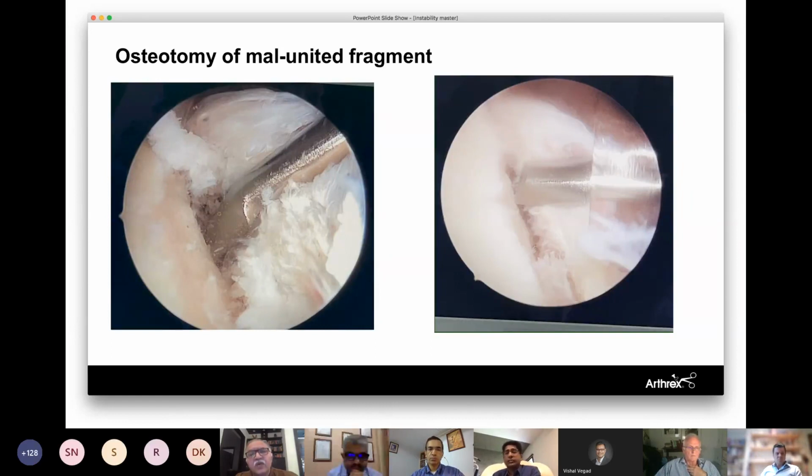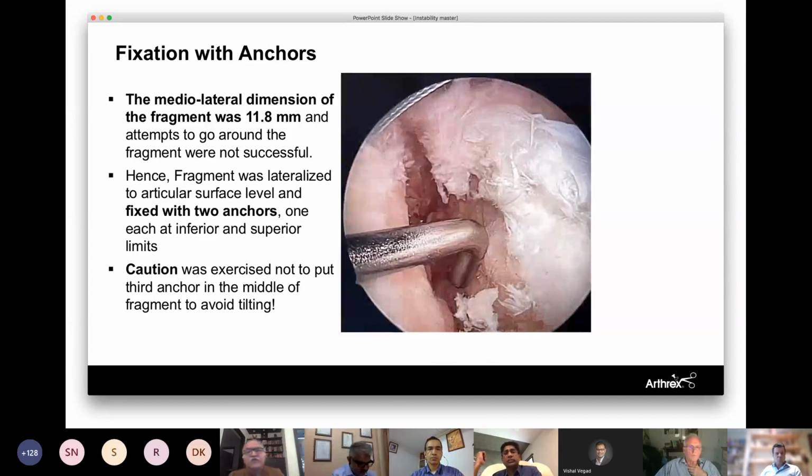The mediolateral dimension of the fragment, as you can see, is a very big fragment after I had completely taken it down and mobilized. It was around 12 millimeters on the pre-op CT as well, and an attempt to do a double pulley or a bridge technique did not succeed. I did try even with the sleeve lifting the fragment off, but that would have left the sutures extra-articular. So this didn't work, and the fragment didn't move beyond 4 to 5 millimeters above the articular surface. So the attempts to go around the fragment did not succeed.